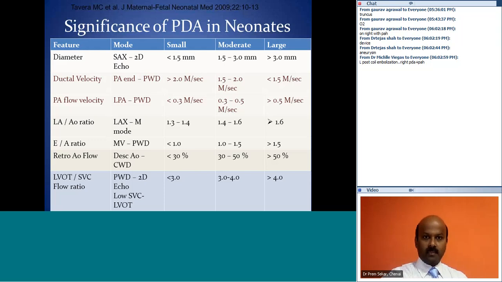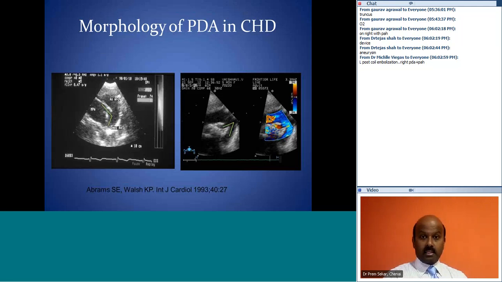Another interesting paper by Abrams and Walsh in 1993 looked at the echocardiographic morphology of the ductus, mainly the variations in ducto-aortic angle in 5 groups of patients. They were those with PDA, coarctation of aorta, pulmonary stenosis, pulmonary atresia, and hypoplastic left heart syndrome.